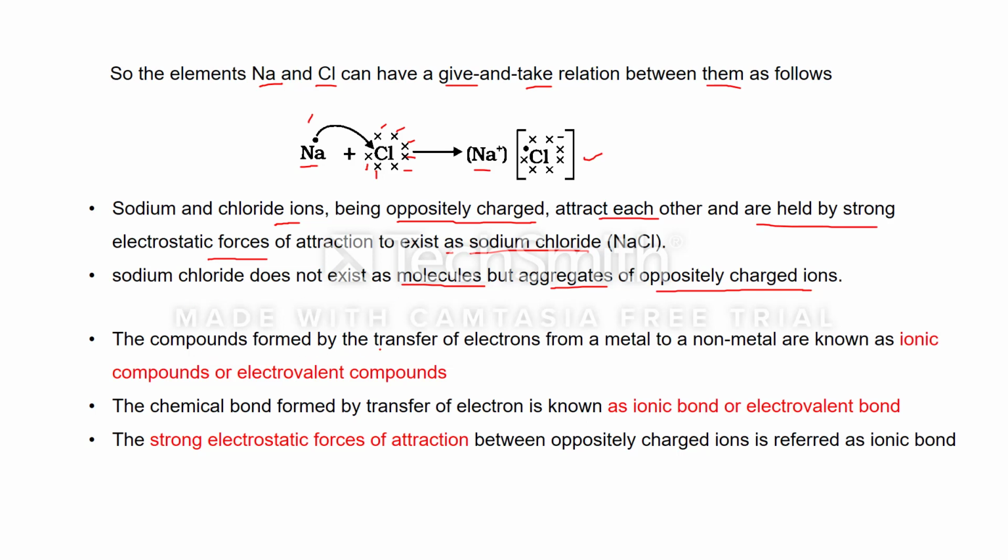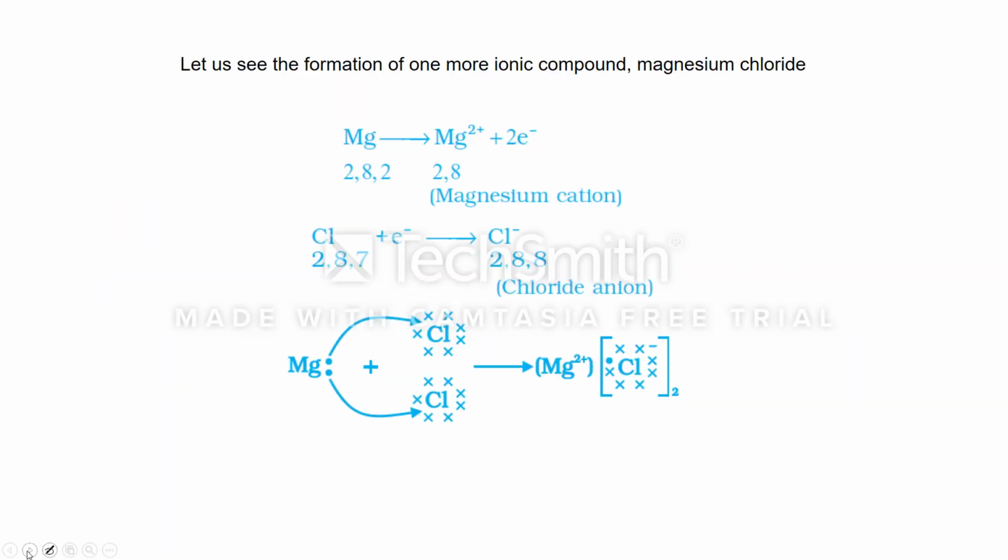The compounds formed by the transfer of electrons from a metal to a non-metal are known as ionic compounds or electrovalent compounds. And the chemical bond formed by transfer of electron is known as ionic bond or electrovalent bond. Actually, the chemical bond formed by this is a strong electrostatic force of attraction. That's why the strong electrostatic force of attraction between oppositely charged ions is also referred to as an ionic bond. In this way, ionic bond is formed.